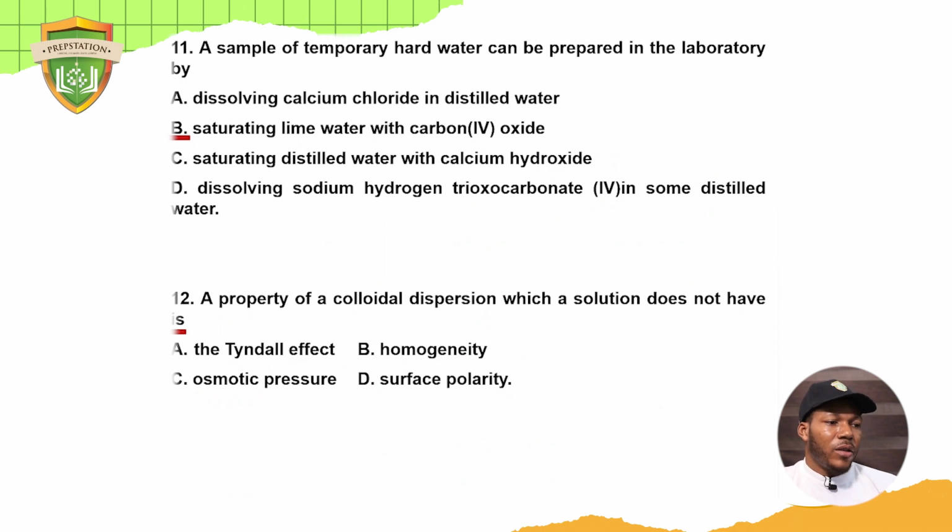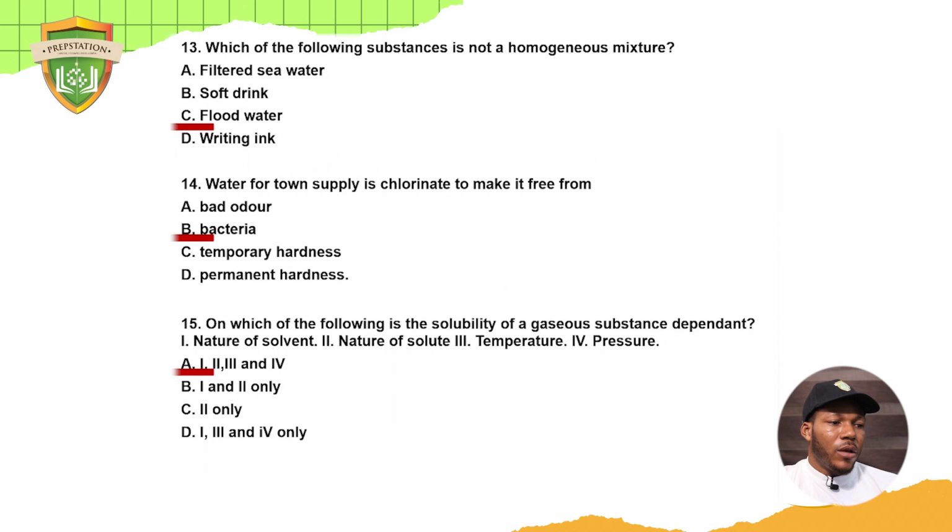Other questions are there, question 11, question 12. A property of colloidal solution is, the answer there is the Tyndall effect. When you pass light through a colloidal solution, which is a false solution, the light will scatter. So that process is called what? The Tyndall effect. So the answer there is A. All right, so other questions are there. Just check the slide carefully.